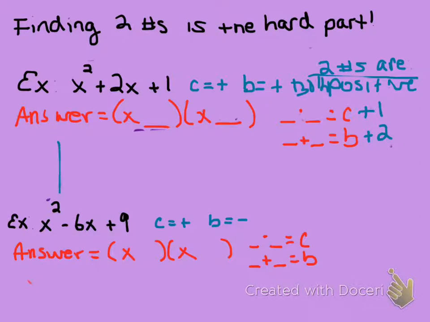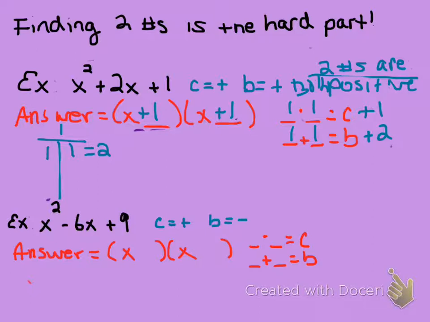All right, so we need two positive numbers that multiply to give me 1 and have to add to give me 2. Well, this one's actually really easy because the only two numbers that multiply to give me 1 are 1 and 1, and they add up to be 2. So my numbers that fit this are both positive 1, so my answer is x plus 1 times x plus 1. All right, let's jump down here and look at our next one.